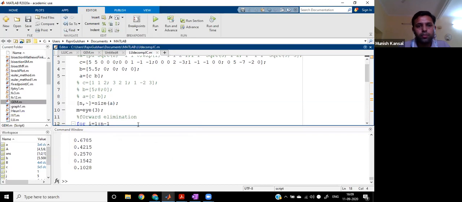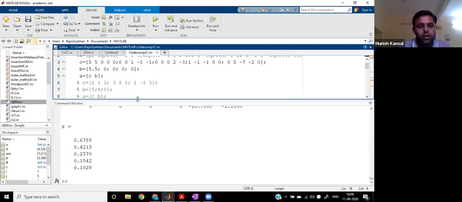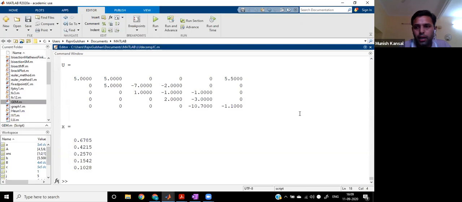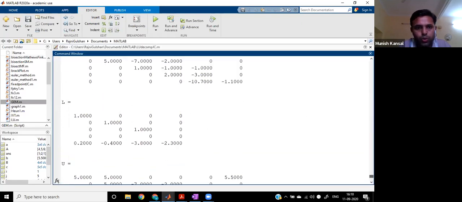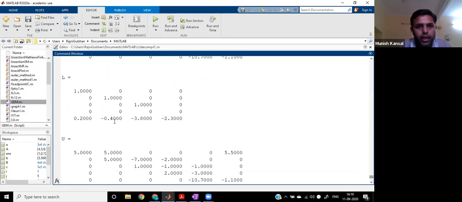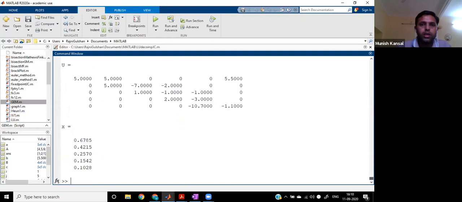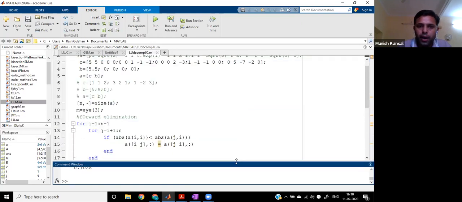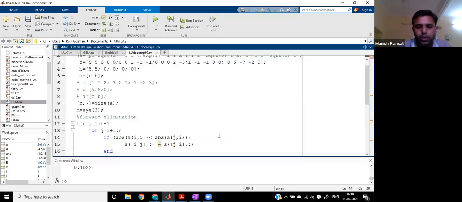Now you can see this is the answer, and you can see the value of L and U also. There is no number like NaN or infinity, right? So you get the right answer with the help of pivoting. So pivoting is very much important. You have to apply certain conditions on Gauss elimination method so that it works, right? So this is how you can apply the condition for pivoting in the same program.